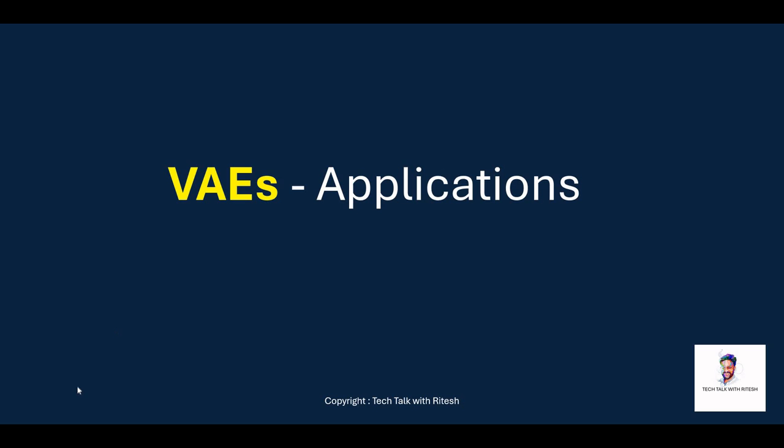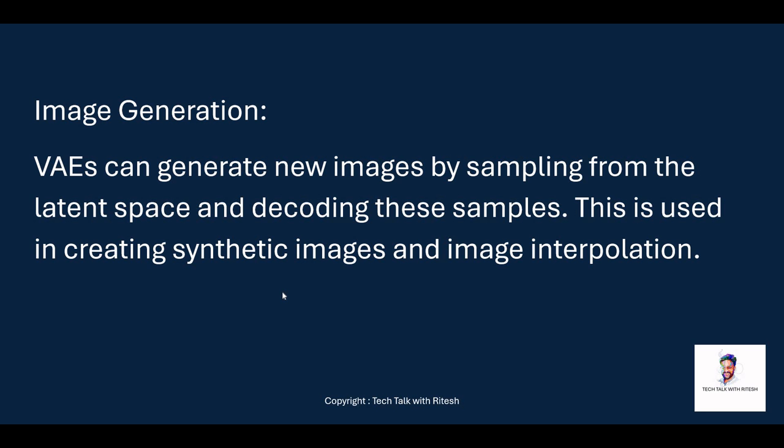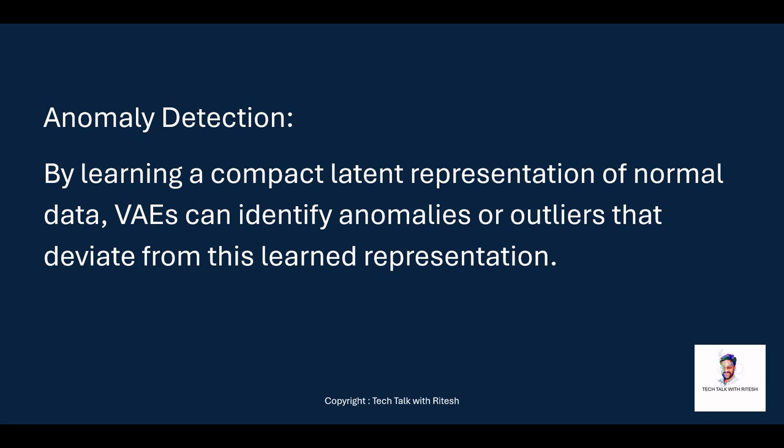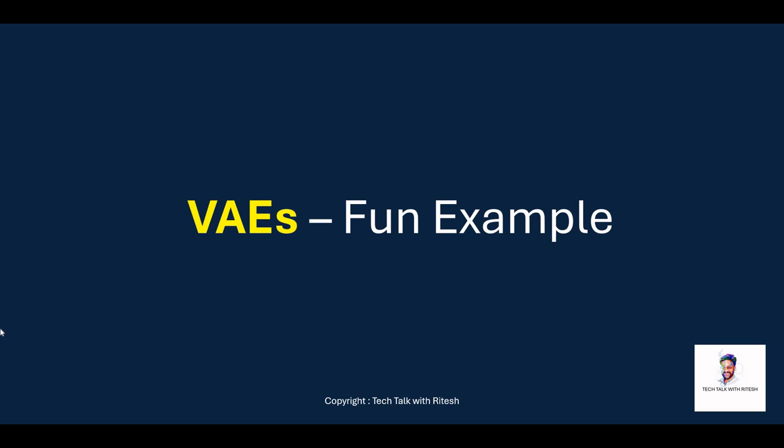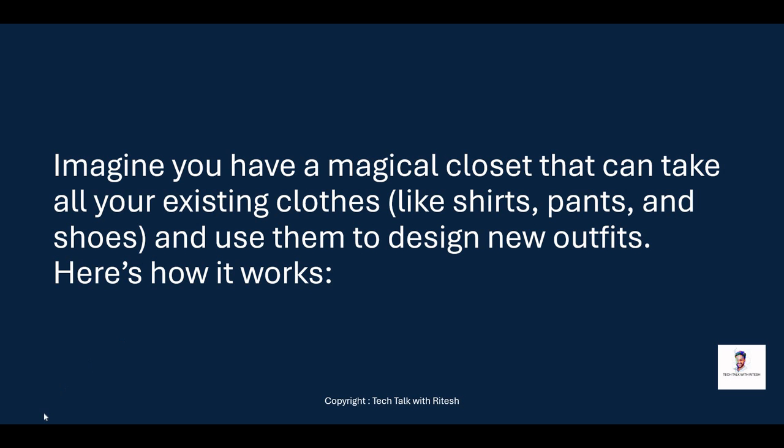Okay, what are the applications where we can use VAE models? Image generation. VAEs can generate new images by sampling from the latent space and decoding these samples. This is used in creating synthetic images and image interpolation. Anomaly detection. By learning a compact latent representation of normal data, VAEs can identify anomalies or outliers that deviate from this learned representation. Okay, let's see a fun example of VAEs.